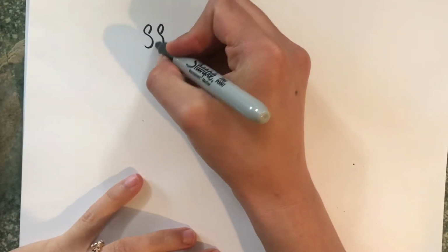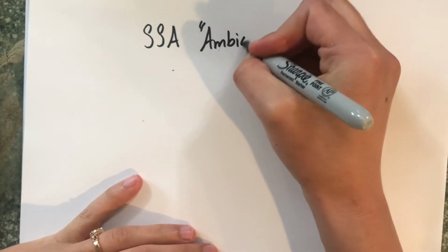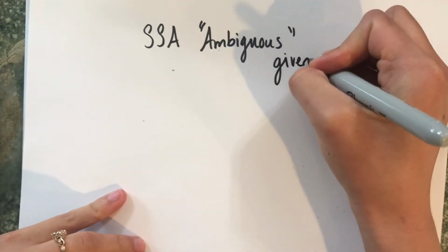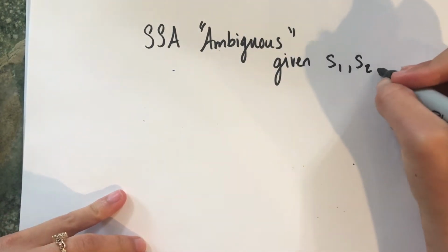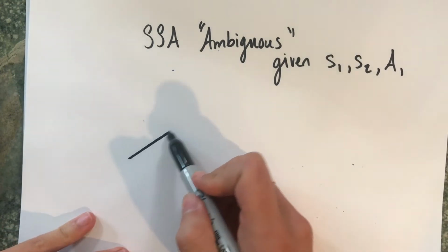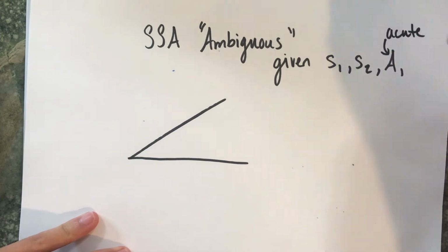So this is a video lecture to explain the SSA case. This is often called the ambiguous case because there are many solutions if we have SSA. It's not for sure what kind of a triangle it is. So let's say we're given a side next to it, and an angle.